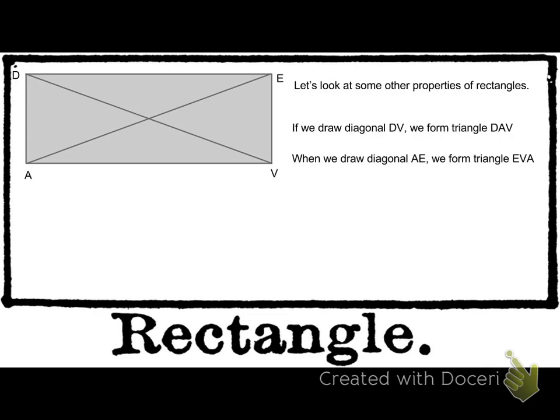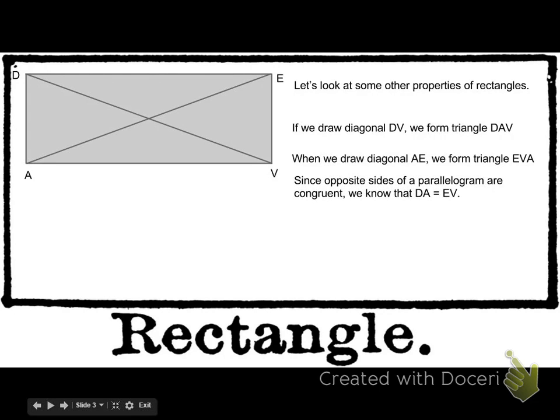So triangle DAV and triangle EVA. What do you know is true so far? They're congruent. What's congruent? DA and EV. DA is congruent to EV because opposite sides of a parallelogram are congruent. DE is congruent to AV. Yes.